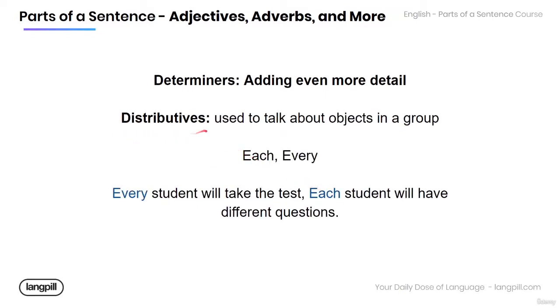We have distributives. These are used to talk about objects in a group. So every student will take the test. Now we're talking about all of the students. And each student will have different questions. So each student means this student, this student, this student, right? One by one by one by one.